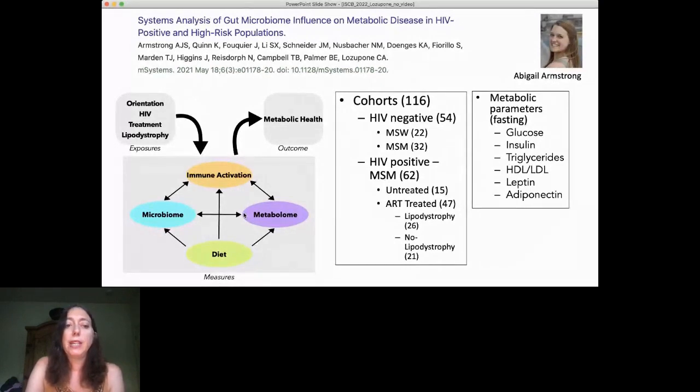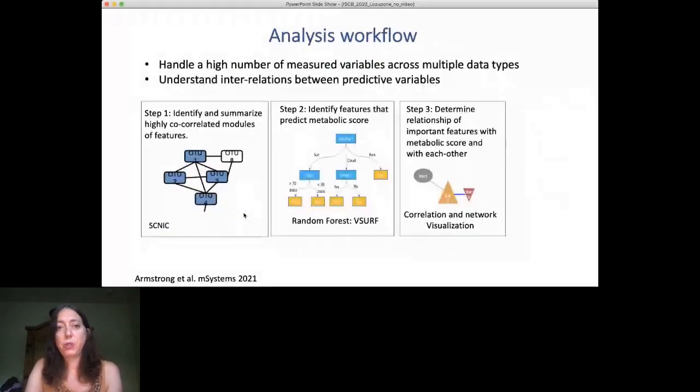So in our analysis pipeline, we wanted to be able to use all of the complex data that we had, and also to understand that there were relationships between them. So for instance, on the left panel, showing that the diet can affect the microbiome, which will influence the metabolome that can influence immune activation. So in order to have an analysis workflow that could understand individual predictive variables and also relationships, we did 3 steps. In the first step, we used SCNIC to identify and summarize highly co-correlated modules of features. And so we did this both on the microbiome data using SparCC to identify the pairwise relationships, and on the diet data using Spearman correlations, because diet data also seem to form very nice modules of diet components that co-occur in different foods.